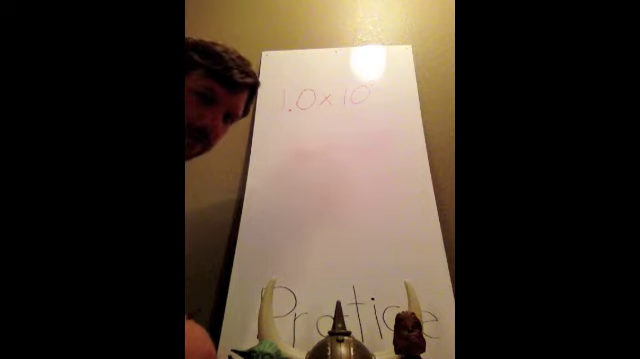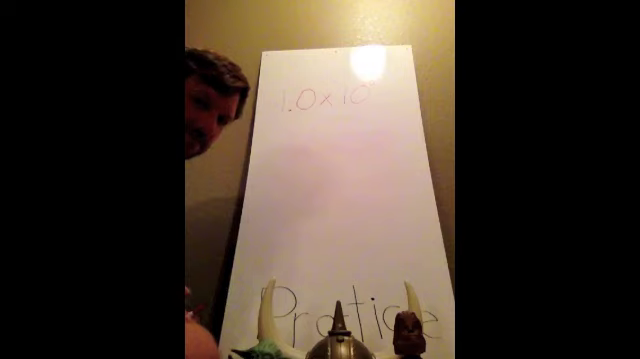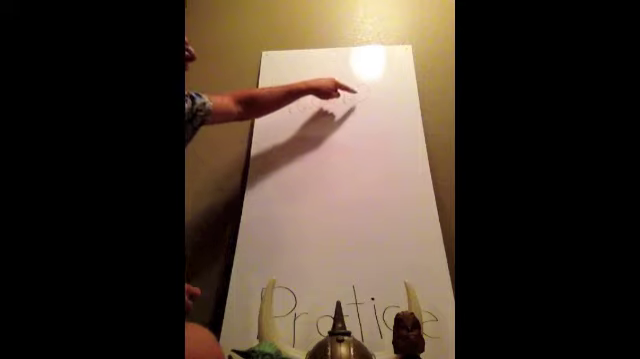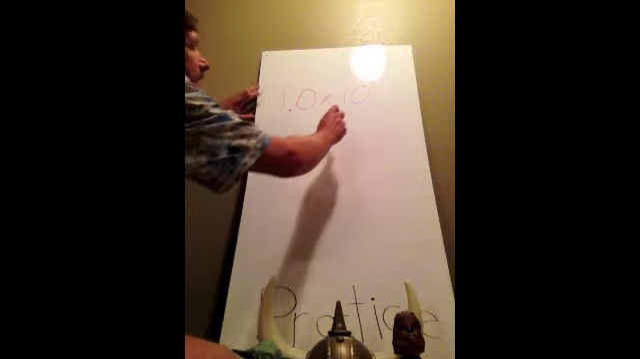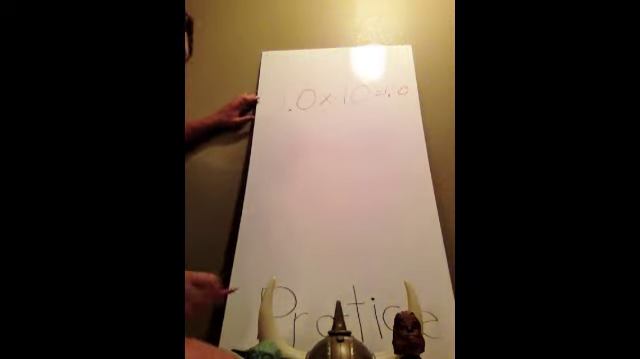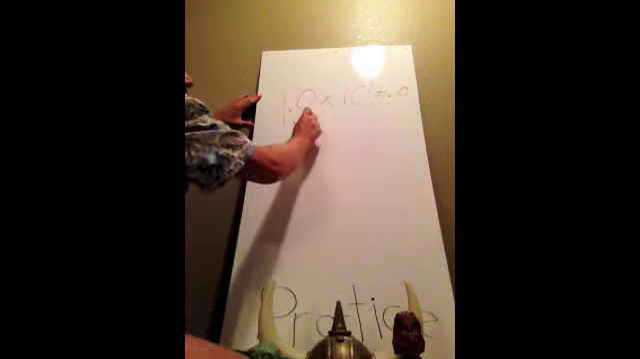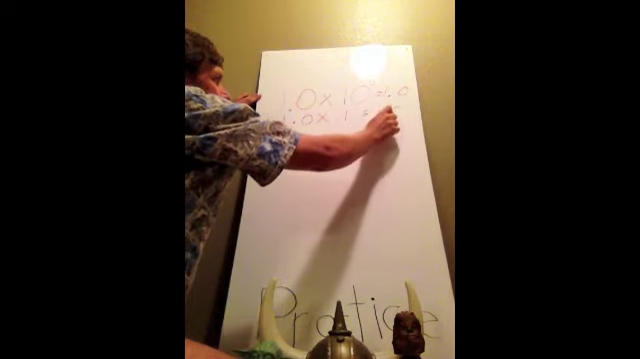Alright, welcome back. It's time for practice. 1.0 times 10 to the power of 0. This is kind of cool. Equals 1.0. What does that tell you about 10 to the power of 0? The same as 1, right? So it's the same as 1.0 times 1 equals 1.0.